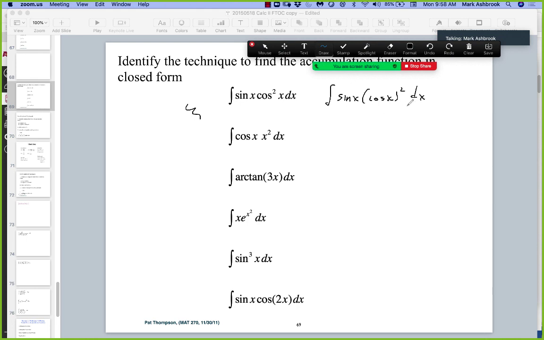And I think that most of us got this, that it's undoing the chain rule, right? Sine is the derivative of cosine. So this is undoing chain.